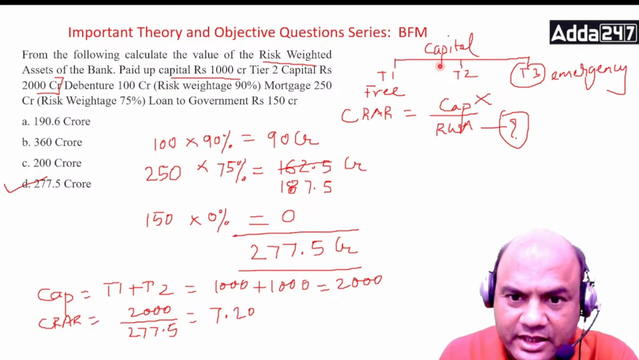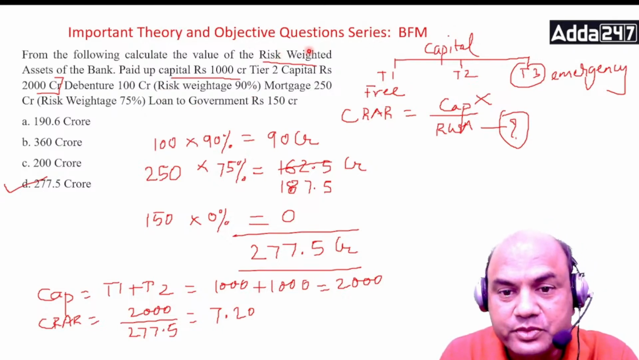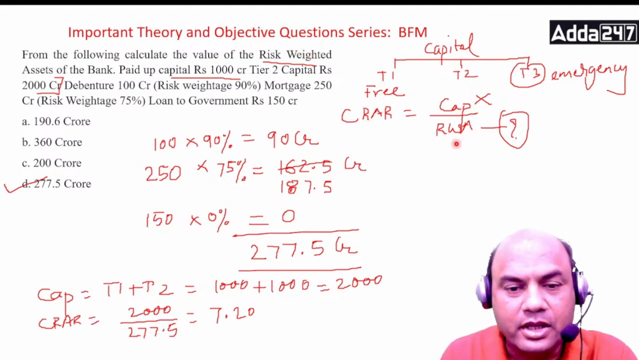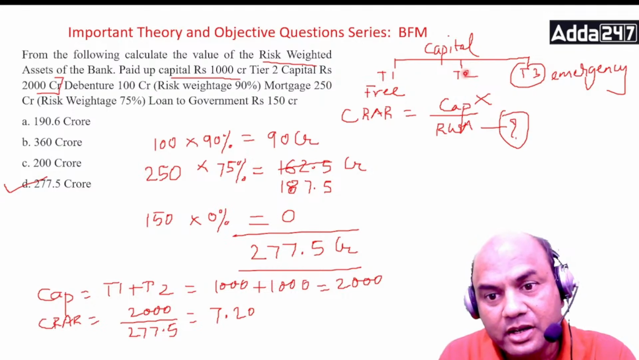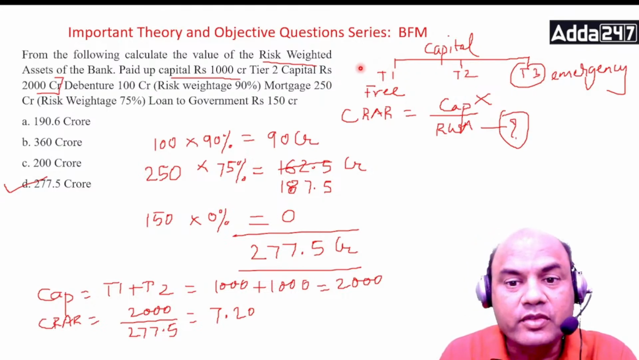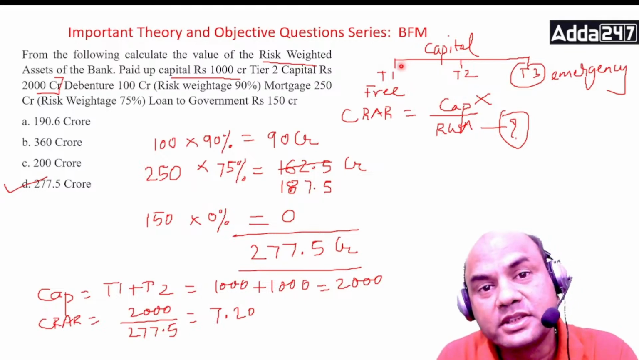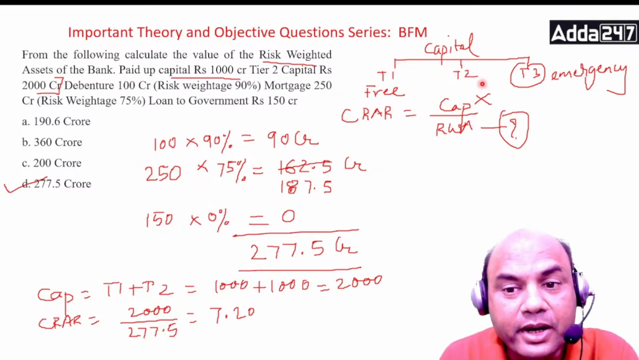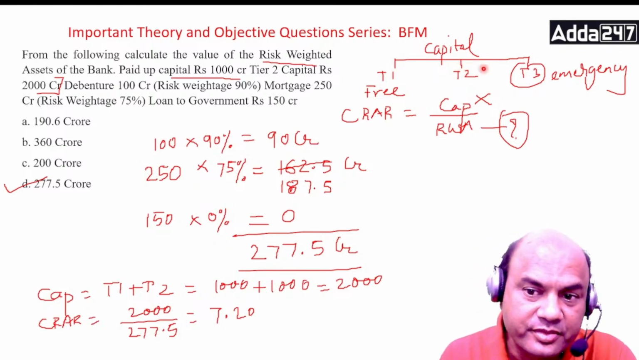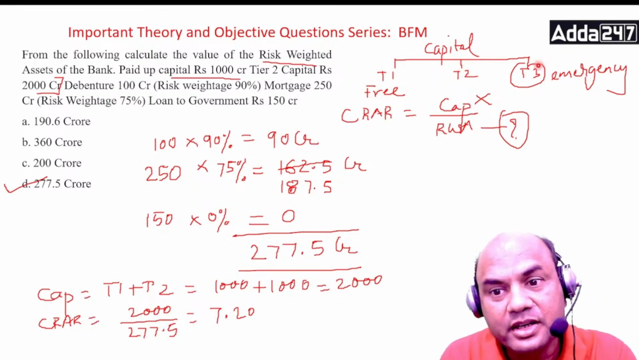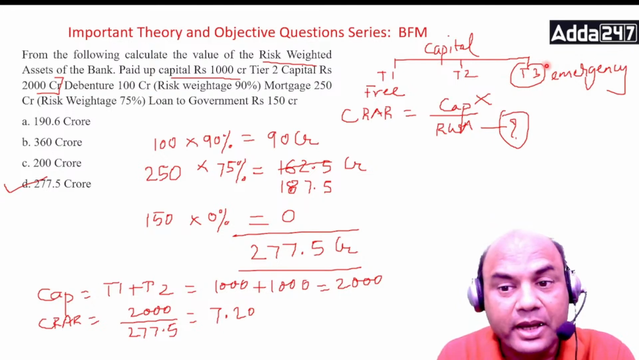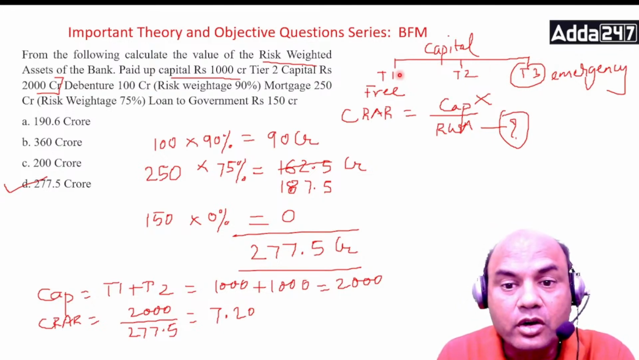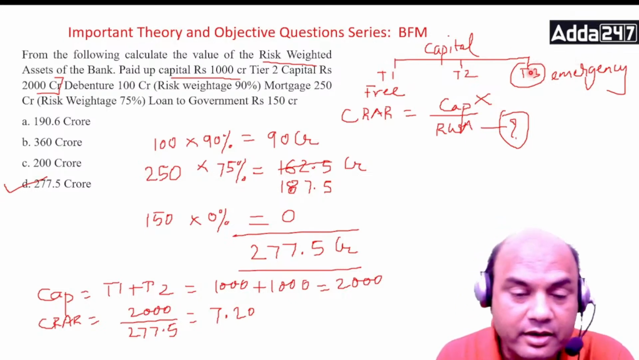Firstly, understand, you have to calculate RWA, risk weighted asset. So you need the formula of CRAR. The formula of CRAR is capital upon RWA. Now kindly understand, capital is of three types: Tier 1, Tier 2 and Tier 3. Tier 1 is free capital, called going concern. Tier 2 is paid capital, called gone concern. Tier 3 is the emergency capital. It is taken only in case of emergency due to market risk. This Tier 3 is maximum 250% of Tier 1. You can't take beyond that, and that is also for market risk.